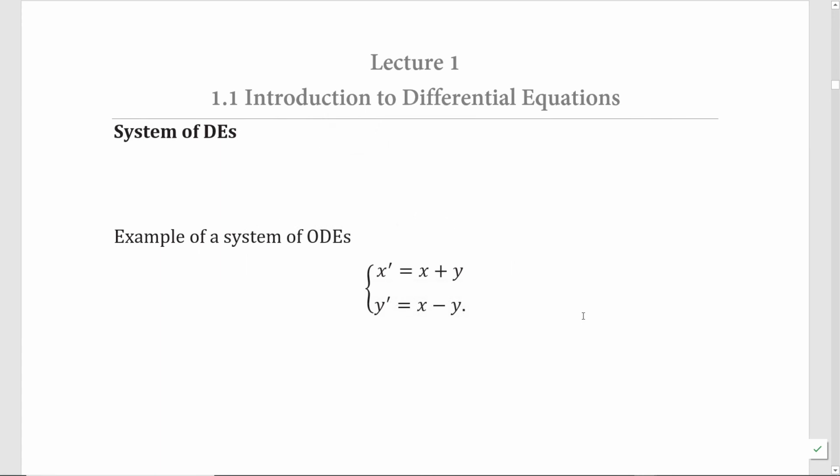In the study of differential equations, we sometimes encounter systems of differential equations. This system has two equations. There are two dependent variables and one independent variable, possibly t. So you can also read this as dx by dt equals x plus y, dy by dt equals x minus y. So this is a system of ordinary differential equations.